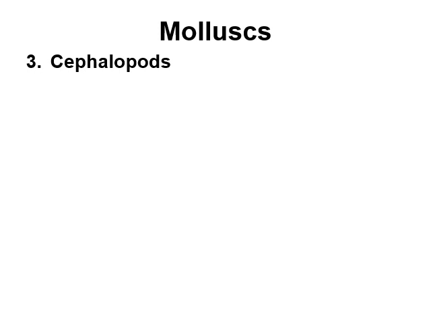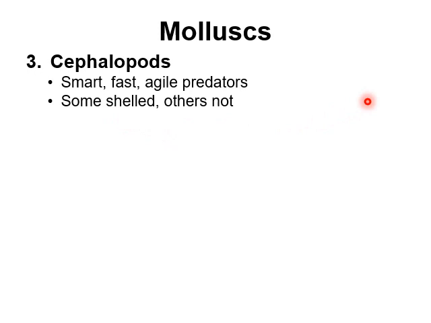Okay, so a little bit about cephalopods. They tend to be smart, they tend to be fast, they tend to be agile. They're all predators, and predators in general need to be smart and fast in order to outwit and catch their prey. Some of them have shells and others don't. A nautilus has a shell, whereas other cephalopods do not. With octopi, I want to focus on them a little bit because they do some pretty remarkable things.